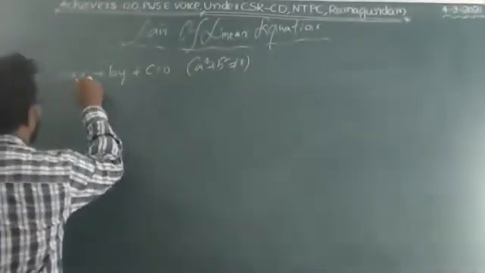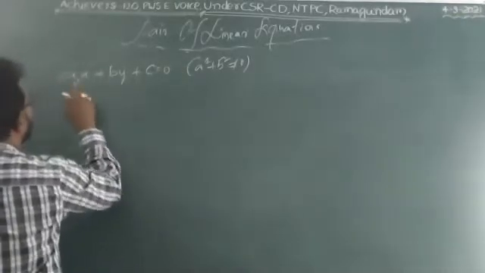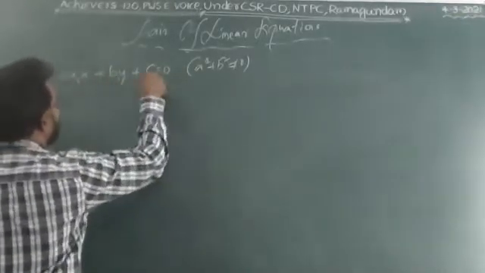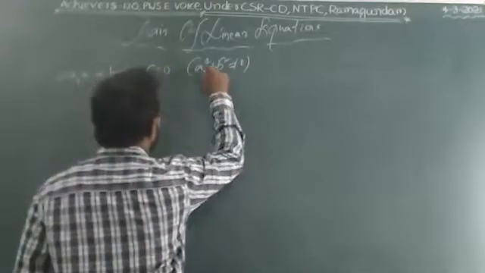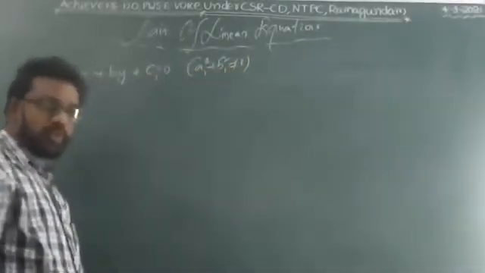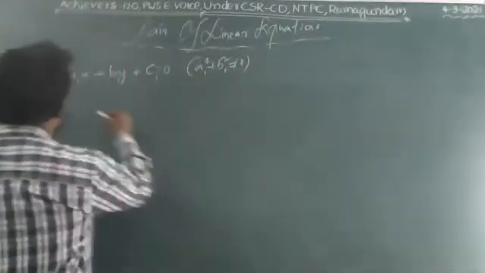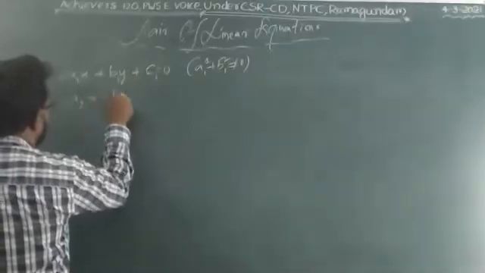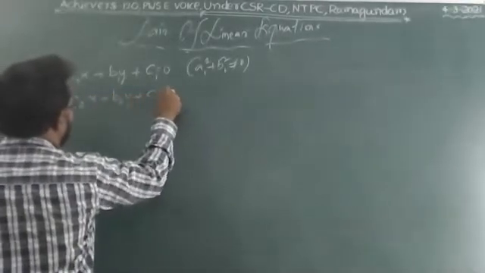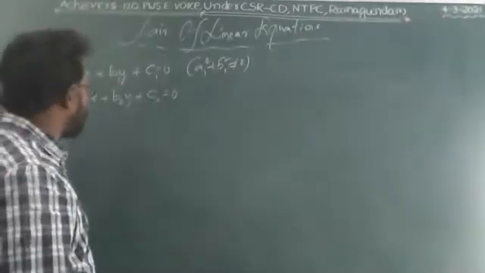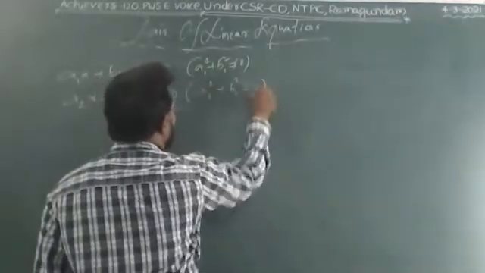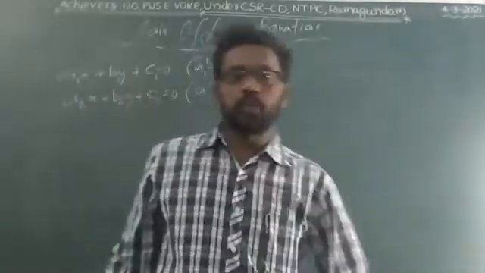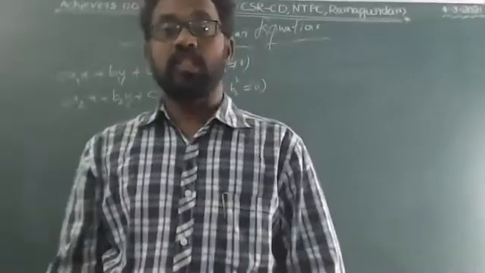Here, one of the equations, if you want to write it, you have to take like this: a1x plus b1y plus c1 equal to 0, where a1 square plus b1 square is not equal to 0. Same like that, for one more equation: a2x plus b2y plus c2 equal to 0, where a2 square plus b2 square is not equal to 0.